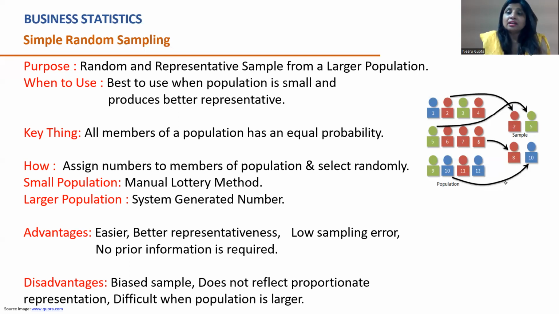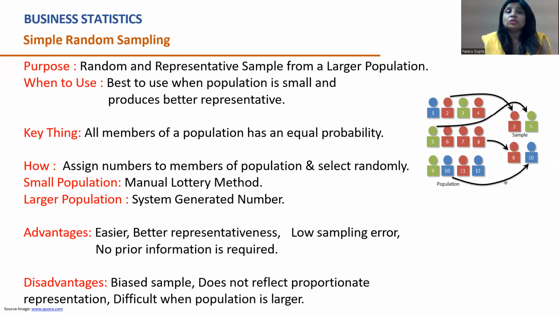And if there is a large population, we use system generated numbers. If you remember, there was some lottery, some numbers were there, and automatically the numbers come, and if one of the numbers comes, that wins the game. That is used if the population is large.